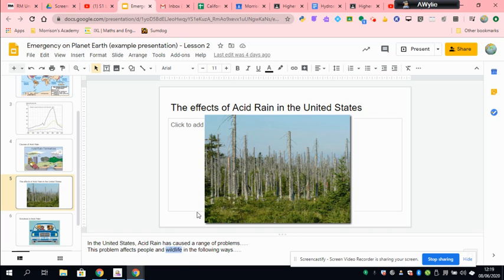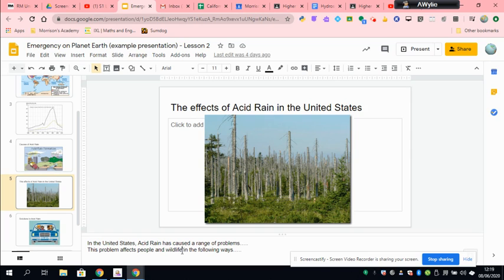Okay, so if you're doing acid rain, for example, you might say that acid rain causes trees to die. That would be describing the problem. And you could then say this is happening in the United States, as shown in the photo. To explain that problem, you could then say that animals that live in these forests therefore lose their habitat and they're likely to die out too. So that would be explaining the effect on wildlife.